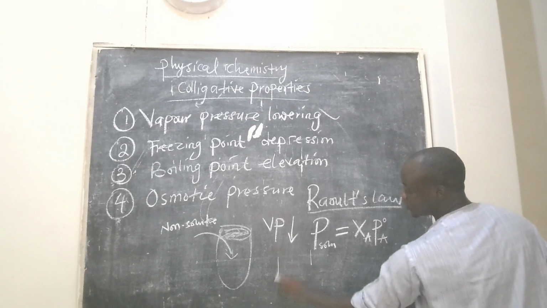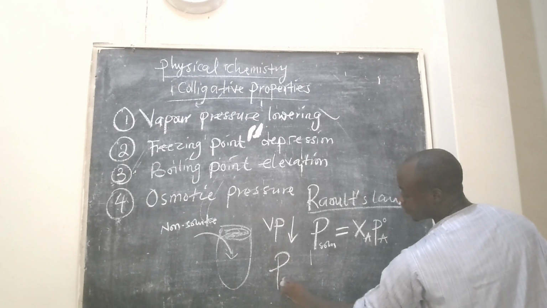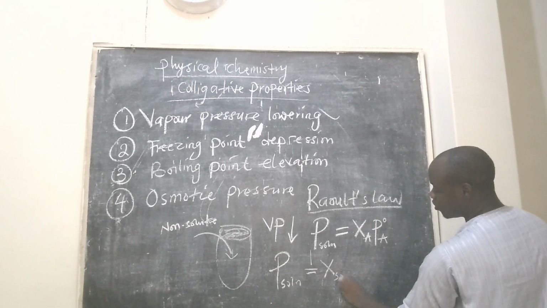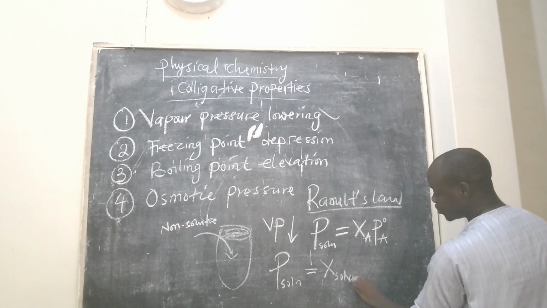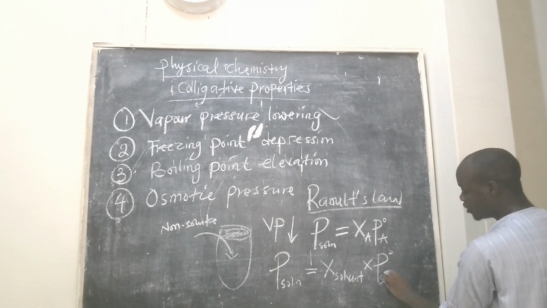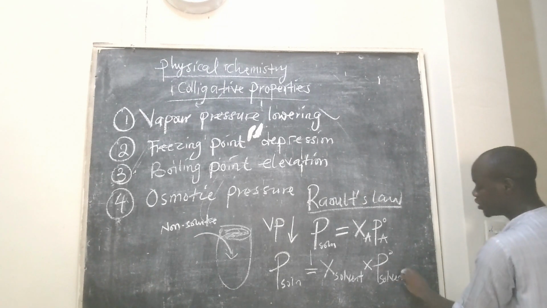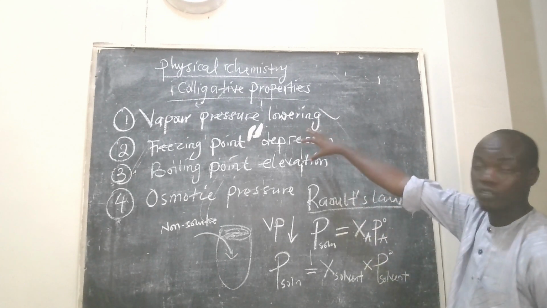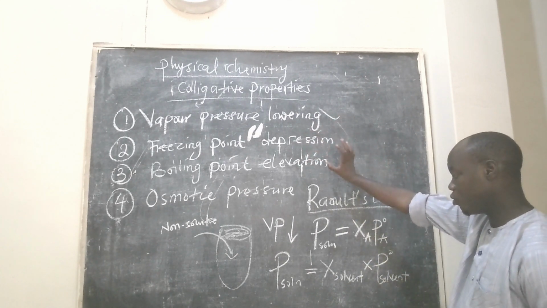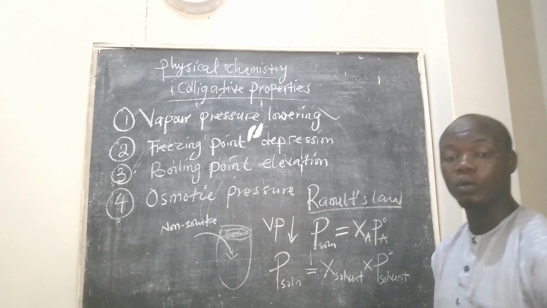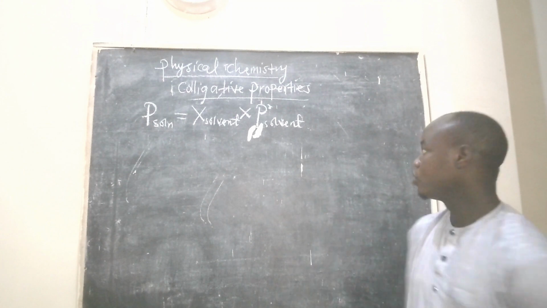So in this theory, you can just say the vapor pressure of the solution is equal to the mole fraction of the solvent times the partial pressure of the solvent. So this is the formula according to Raoult's law that tries to describe the vapor pressure lowering. And now we are going to look at the mole fraction. How do we calculate mole fraction?